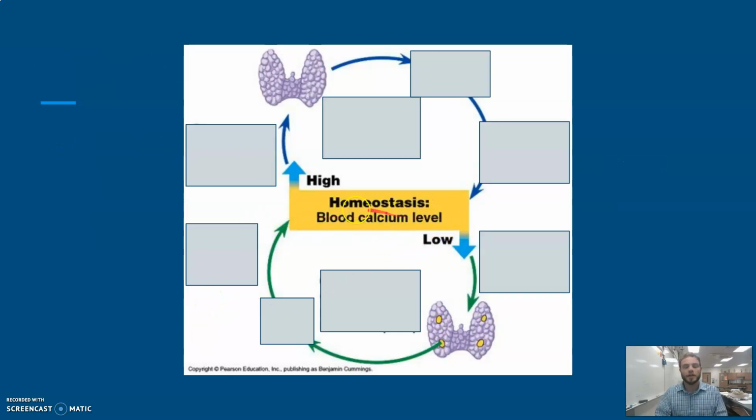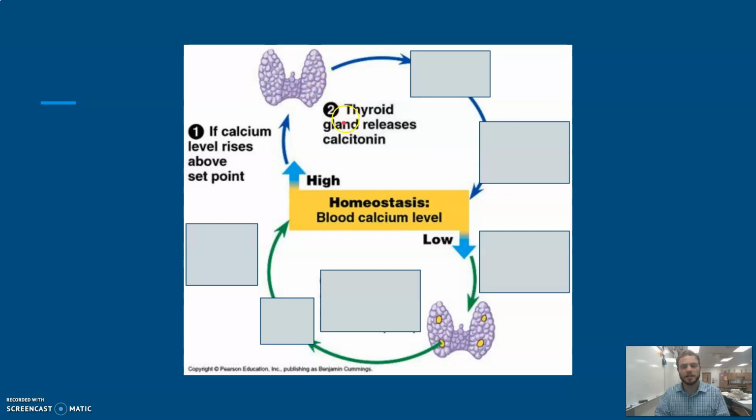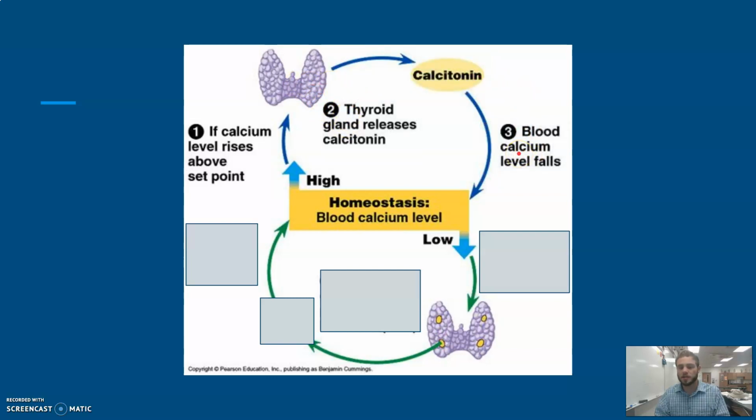So here's another way to look at it. We call this kind of the seesaw method here. So normally you're at a 10 milligram per deciliter blood calcium level. If it gets too high, your thyroid gland kicks in, releases calcitonin. That calcitonin is going to stimulate osteoblasts to build bone, to pull it out of your blood. Blood calcium levels fall back to their normal rate.